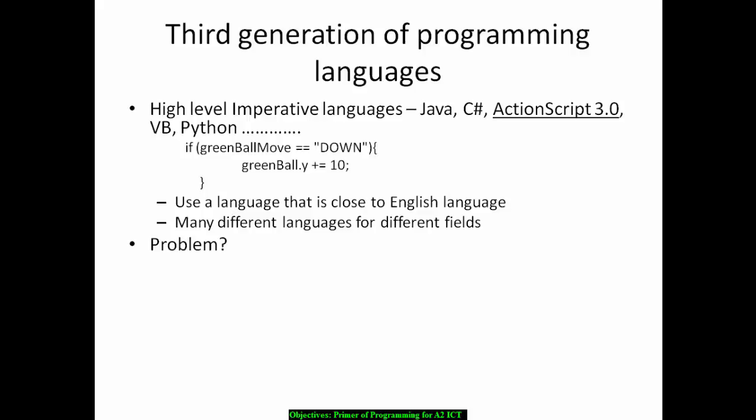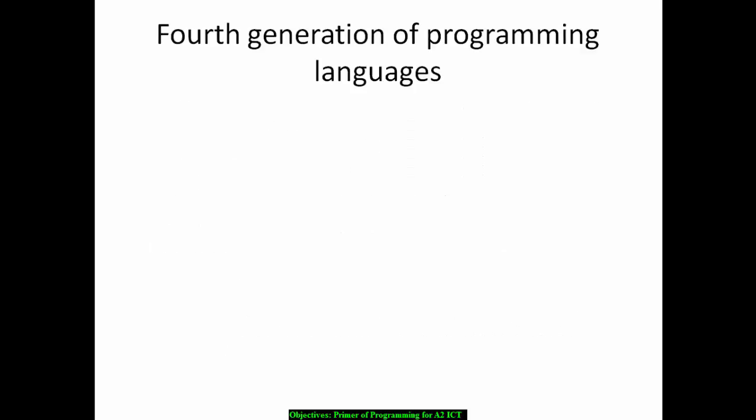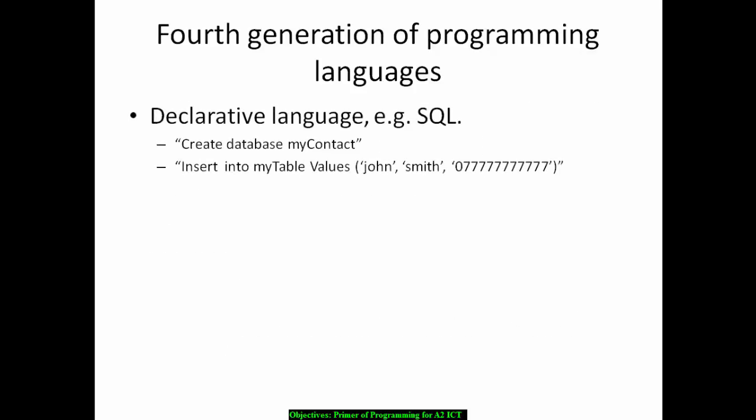But because you are using language very close to English, the computer will not understand it. The computer will only understand what? Binary form of instructions. Yeah, therefore, this needs to be translated. So that's a problem, you need to translate it. The biggest advantage of this generation of language is that it enables people to focus on solving problems rather than focusing on programming. Similarly, there's a fourth generation of programming languages, which is called the declarative language.